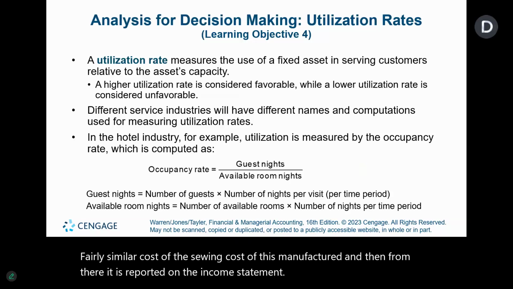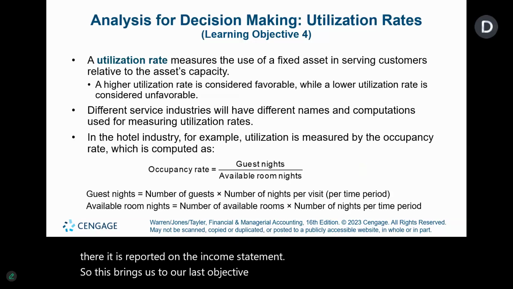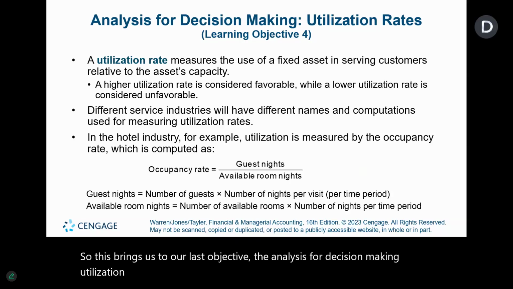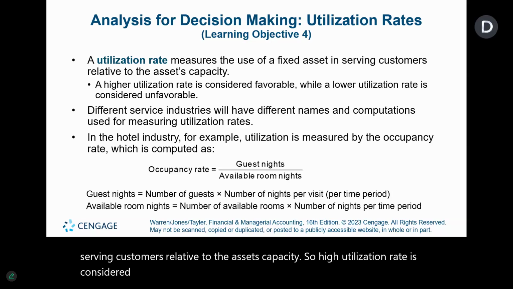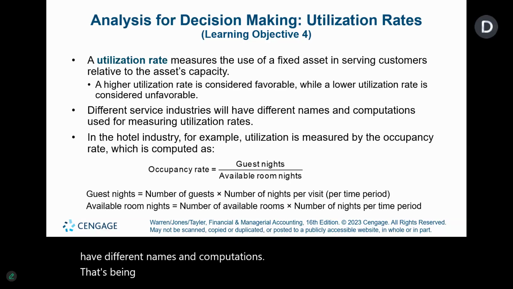So this brings us to our last objective, the analysis for decision-making, utilization rates. A utilization rate measures the use of a fixed asset in serving customers relative to the asset's capacity. A higher utilization rate is considered favorable, whereas a lower utilization rate is going to be considered unfavorable. Obviously different service industries might have different names and computations used in order to measure the utilization rate. So here we have this example.